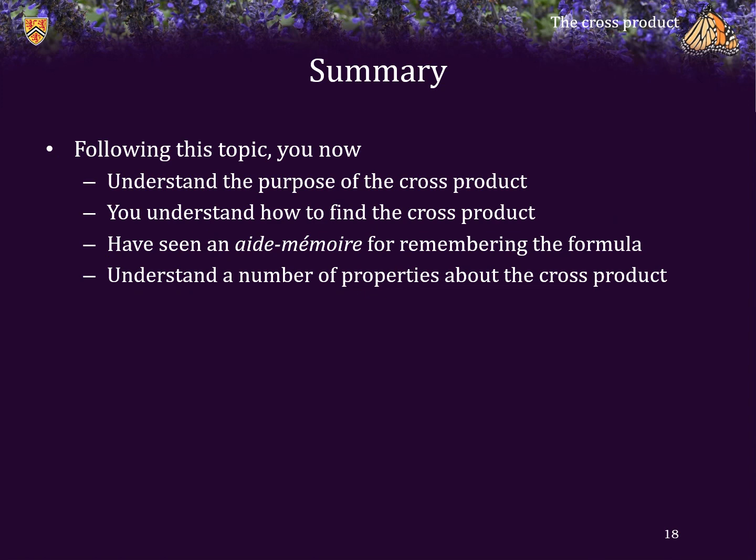Following this topic, you now understand the purpose of the cross product. Given two vectors that are not parallel, the cross product finds a third vector in R3 that is perpendicular to both of the first two vectors. You also understand how to find the cross product, and you have seen an interesting aide-mémoire for remembering the formula. You understand a number of properties about the cross product as well.